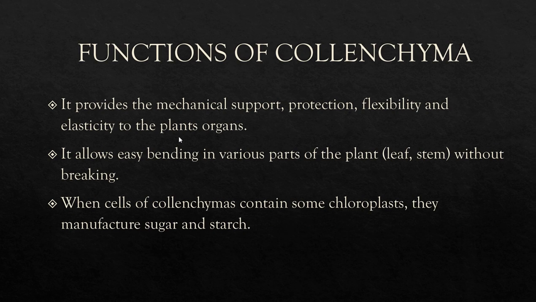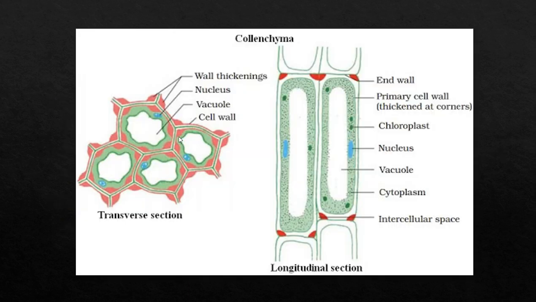Yes, functions of collenchyma: it provides the mechanical support, protection, flexibility and elasticity to the plant's organs. It allows easy bending in various parts, as told earlier. When cells of collenchyma contain some chloroplast, they manufacture sugar and starch, because the main function of chloroplast is to trap the solar energy and perform the process of photosynthesis.